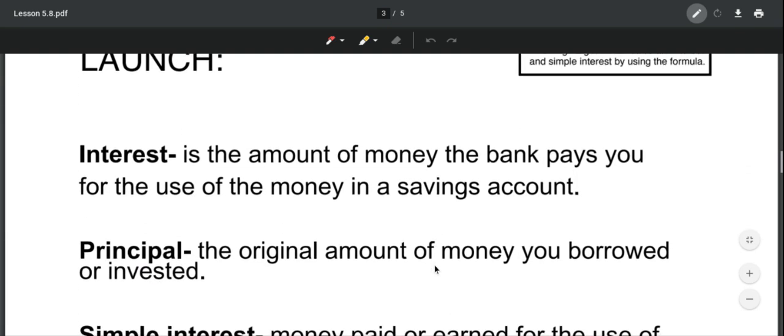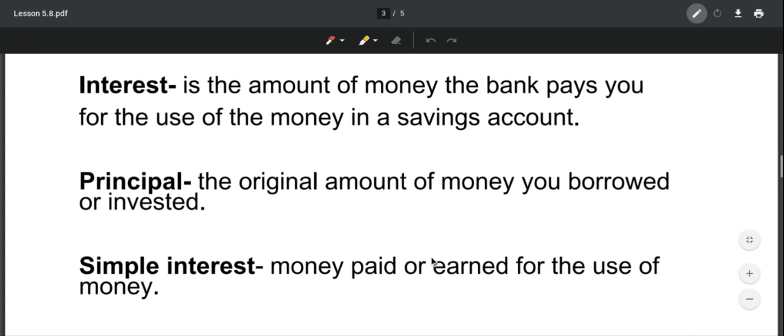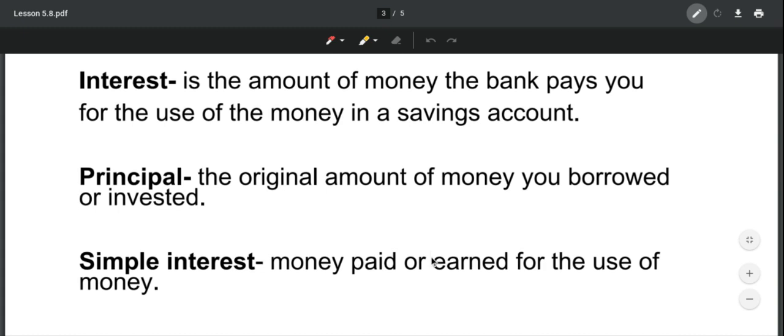So let's take a look at what interest is. Interest is the amount of money the bank pays you for the use of the money in a savings account. That money that's in a savings account is called principal. Principal is the original amount of money that you either borrowed or invested. Simple interest is money paid or earned for the use of money.